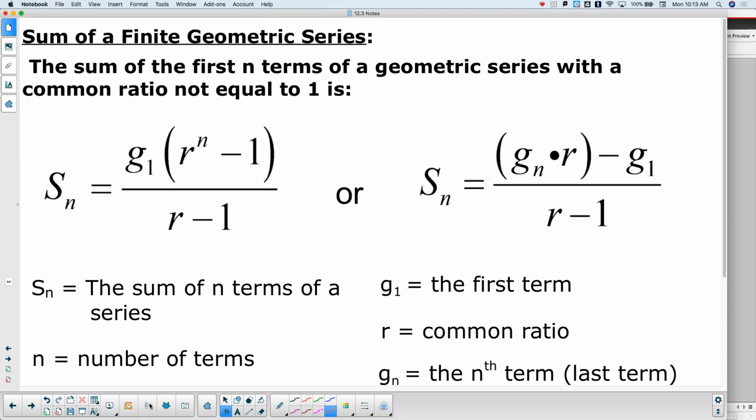Okay? So, we've defined all of those terms before. S sub n is the sum of the first n terms of a series. N is the number of terms. G sub 1 is the first term. R is the common ratio. G sub n is the last term. I think that's all the terms that we have to define.